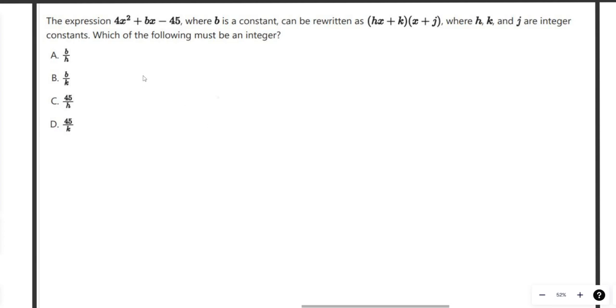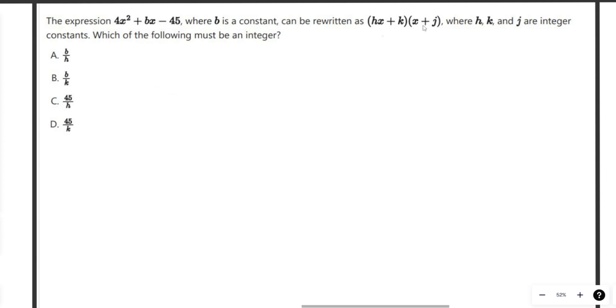Our next advanced math problem: this expression 4x squared plus bx minus 45, where b is a constant, can be rewritten as (hx plus k) times (x plus j). h, k, and j are integer constants. Yeah, SAT does not do partial credit, sadly. Which of the following must be an integer?